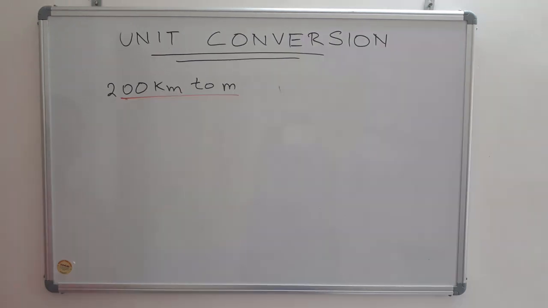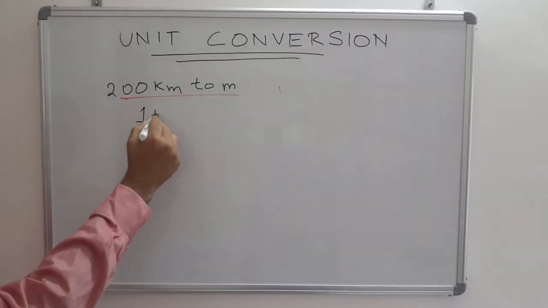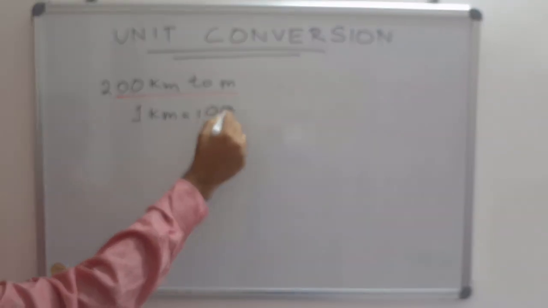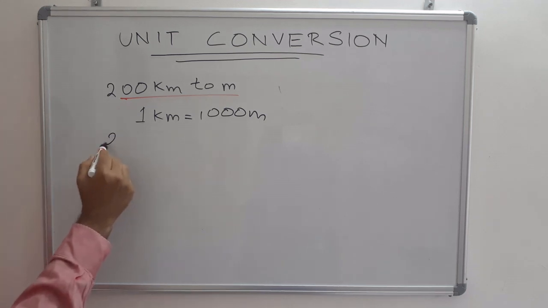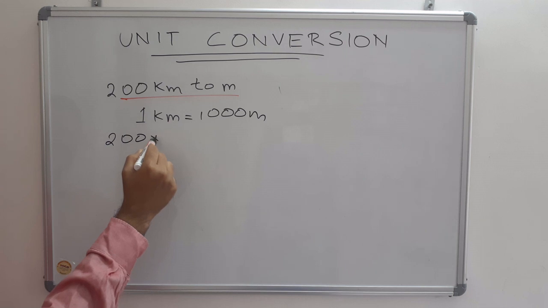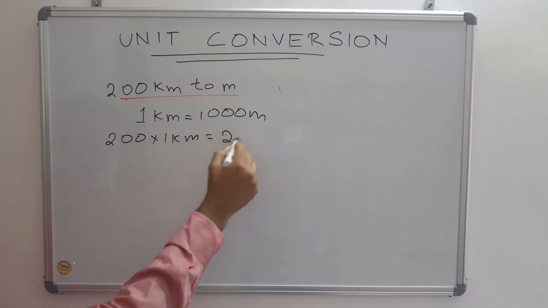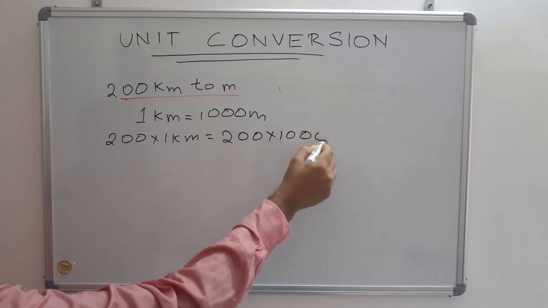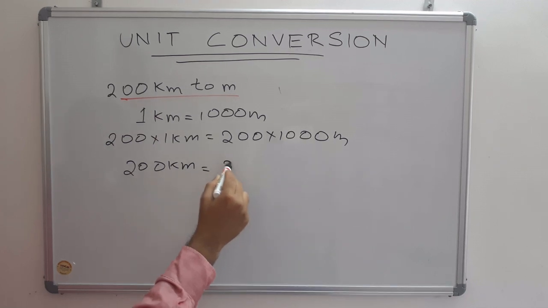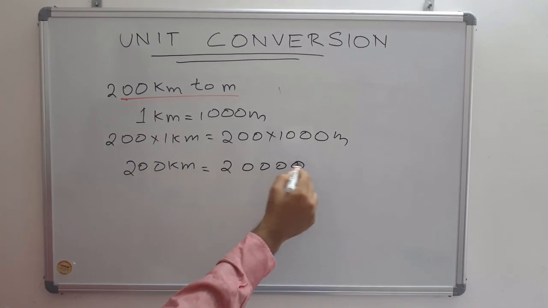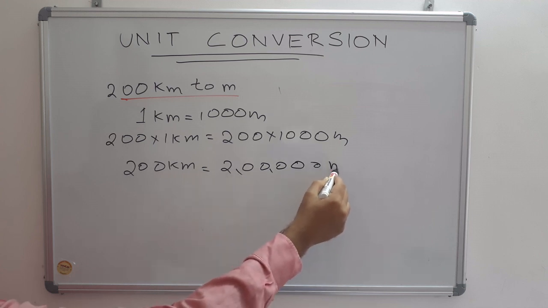Let us discuss another example. Here the conversion is from 200 kilometer to meter. So first we need to arrive at what is 1 kilometer equal to. So we know it upfront that 1 kilometer is equal to 1000 meter. Therefore, what will be 200 kilometer? Just multiply the equation by 200. That is 200 into 1 kilometer is equal to 200 into 1000 meter. That is 200 kilometer is equal to 2 lakh meter.